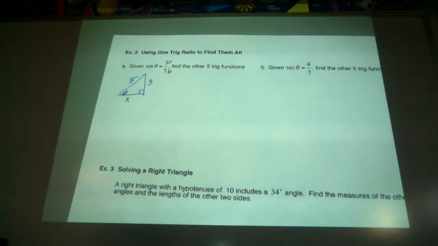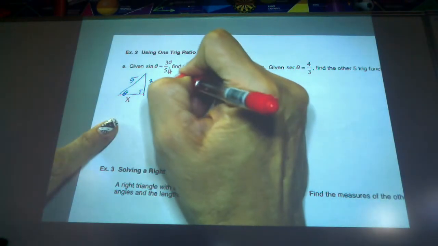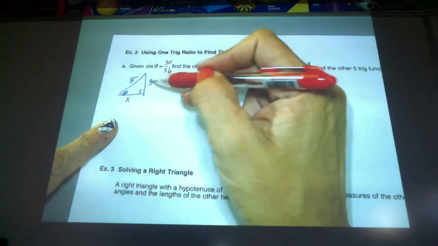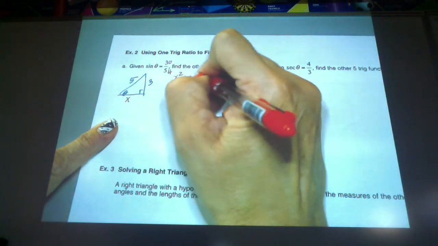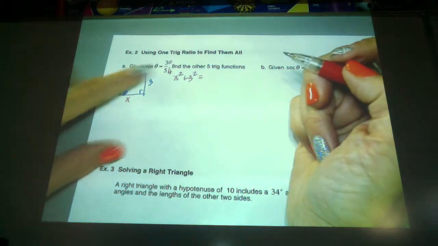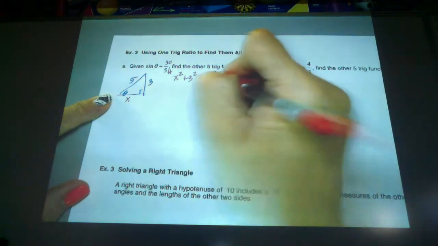Now, we can find the leg one of 2 ways. Pythagorean's theorem is way 1, or you could recognize that it's a Pythagorean triple if you know your triples. What is x if you know your triples? It's 4. All right, but if not, we're going to use Pythagorean's theorem. So x squared, you take your legs, square them, add them together, and they should always equal the hypotenuse, in this case 5 squared.